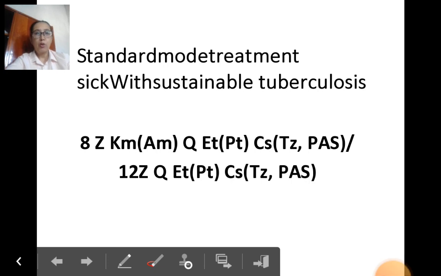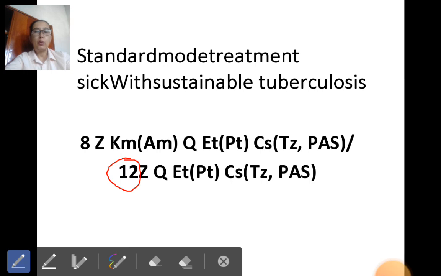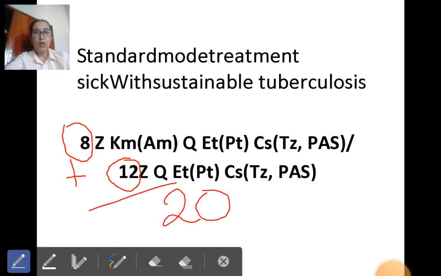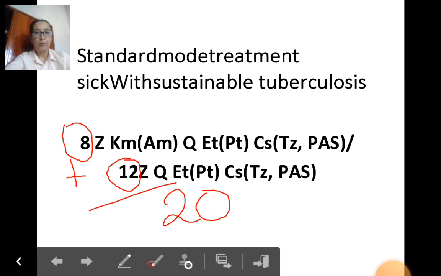for drug-resistant tuberculosis is 8 months with pyrazinamide, capreomycin, ethionamide, cycloserine, and others, and then 12 months with pyrazinamide, ethionamide, cycloserine, and others. And you can see, 8 plus 12, it is 20 months that our patients with drug-resistant tuberculosis are treated.